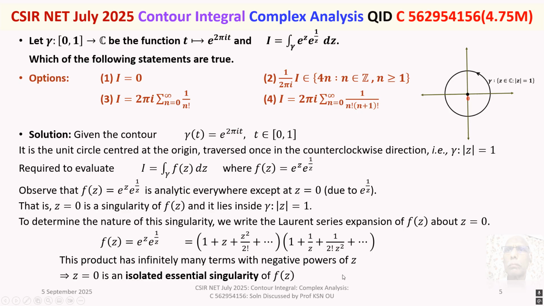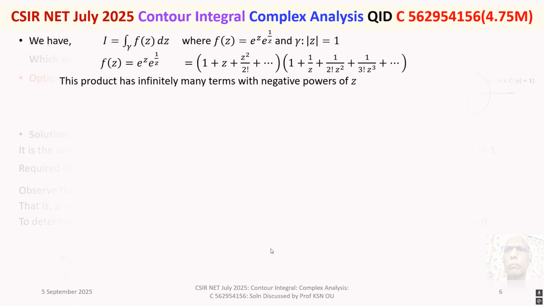Right. We continue in the next slide. We have seen z equal to 0 is an isolated essential singularity of f of z.